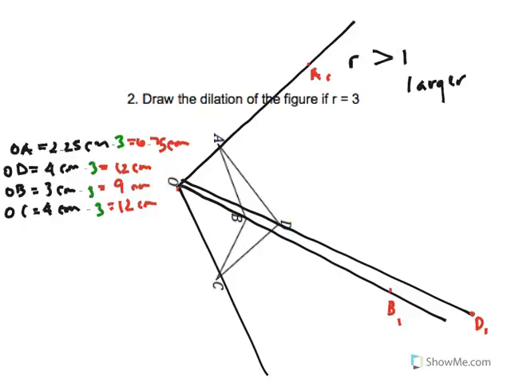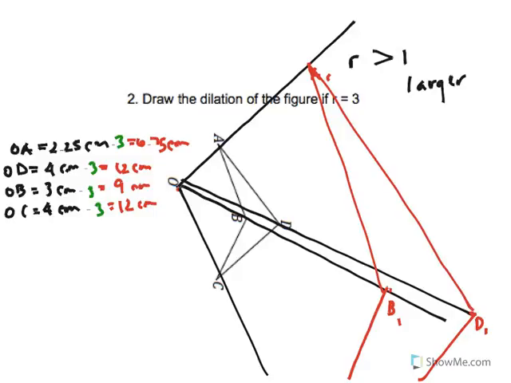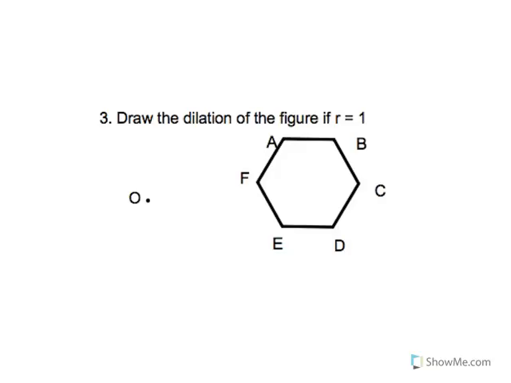points. And I'm going to get a shape that goes off the screen but looks like this. Okay, and the new shape, A prime, B prime, C prime, D prime, is about 3 times bigger than this. So our dilation factor makes sense. Now what about if R equals 1? If R equals 1, remember, the shape stays the same.